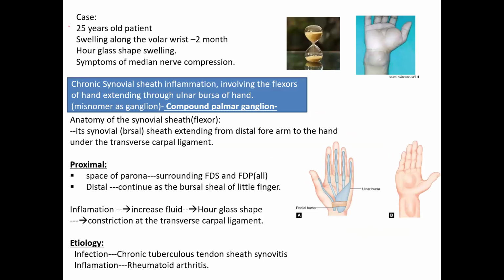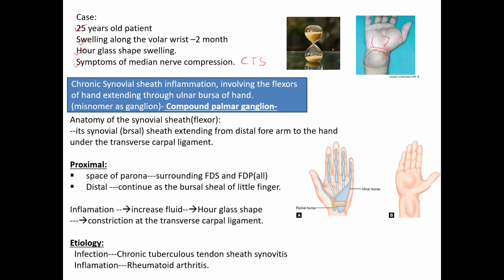If you see here, the second case is a 25-year-old male patient. He had swelling along the volar aspect of the wrist for 2 months. The swelling shape is hourglass shape, and there are symptoms of median nerve compression. That is, the patient is having something like a carpal tunnel syndrome presentation. So if you see here, the patient is having swelling here.